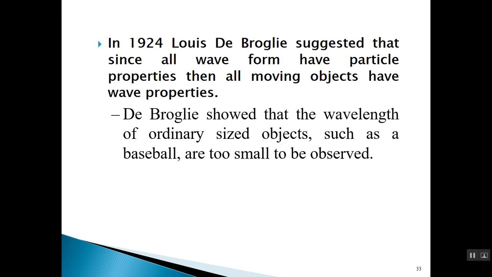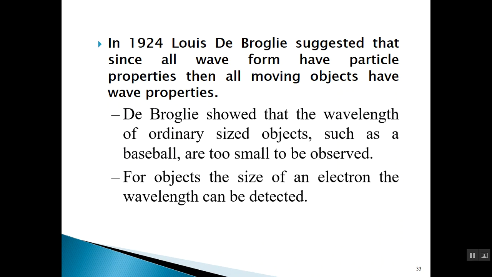And he showed using an equation, which at this stage I don't think you need to know. I don't think I need to show you the equation, but basically he derived an equation which is used to calculate the wavelength associated with moving particles. And what he showed is that such wavelength for ordinary sized objects, meaning objects that we can see, right? Those wavelengths are too small to be observed. But when it comes to very small microscopic objects such as electrons, protons, etc., even an atom, then the wavelengths can be detected because they're large enough, all right?